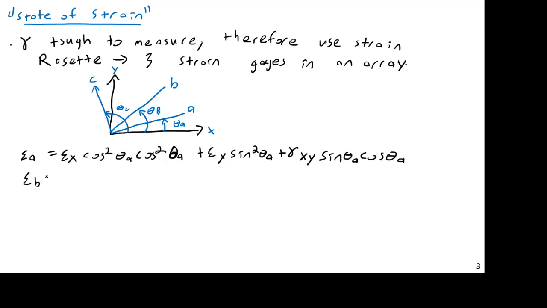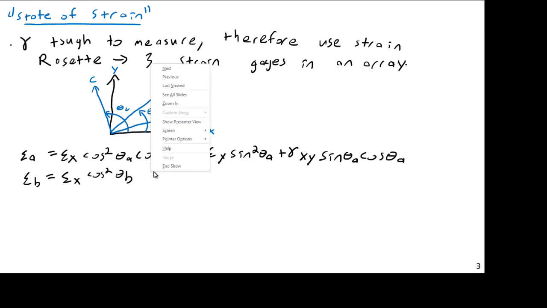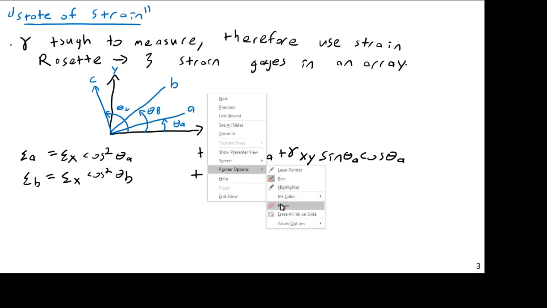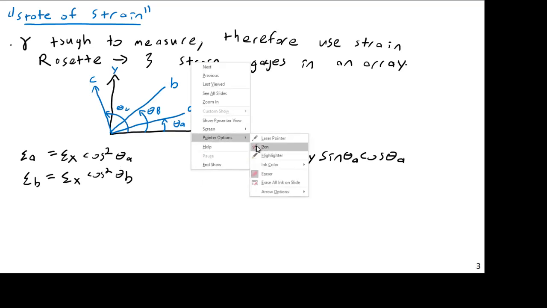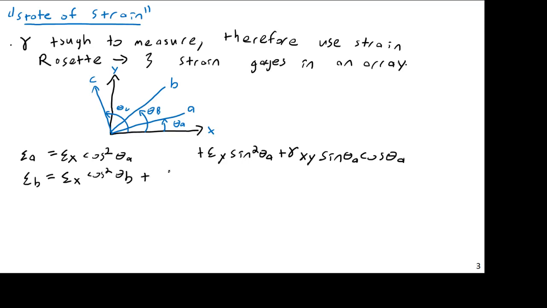Epsilon b, just a similar idea, epsilon x cosine squared of theta b. Oh, I wrote cosine squared twice. Sorry about that. This is one continuous equation. Plus epsilon y times the sine squared of theta b plus gamma xy times sine theta b cosine theta b.